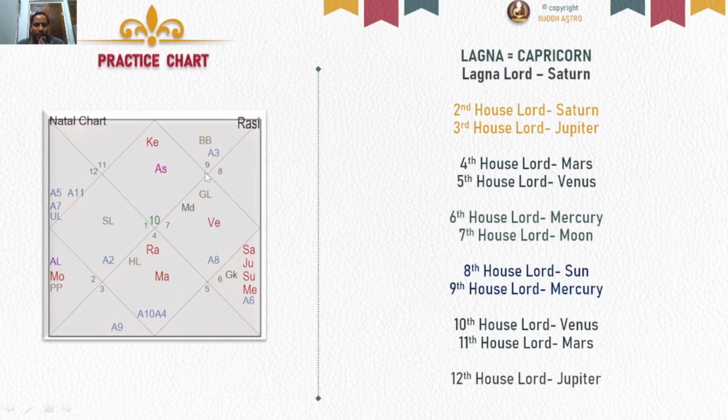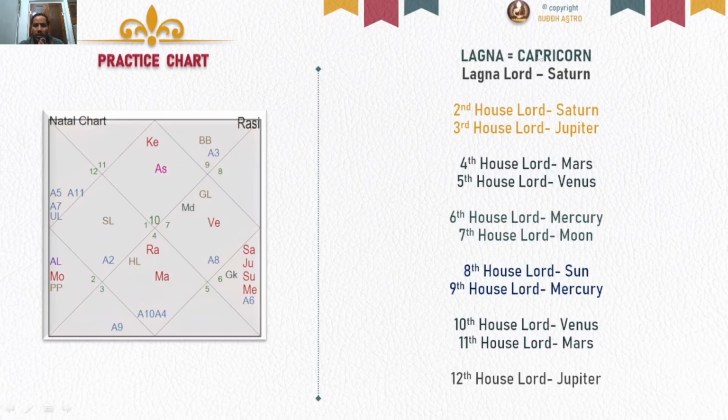Now comes the practice chart. This is the North Indian style. You can see this first box. This is the first house. Here AS is written. AS means ascendant. KE is written, that is Ketu. And 10 number is written. 10 number means Capricorn. It means this chart is of Capricorn Lagna.